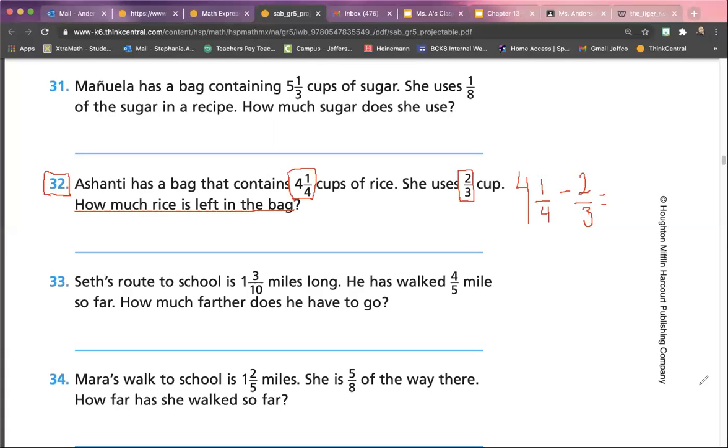First, what we know is if I was to look at this, I know I can't do 1/4 minus 2/3, right? Okay. So what I want to do is turn this into an improper fraction, because 1/4 is smaller than 2/3. I can't take that away. So I need to turn this into an improper fraction. Bella, what do I need to do to turn this into an improper fraction? Do you know?